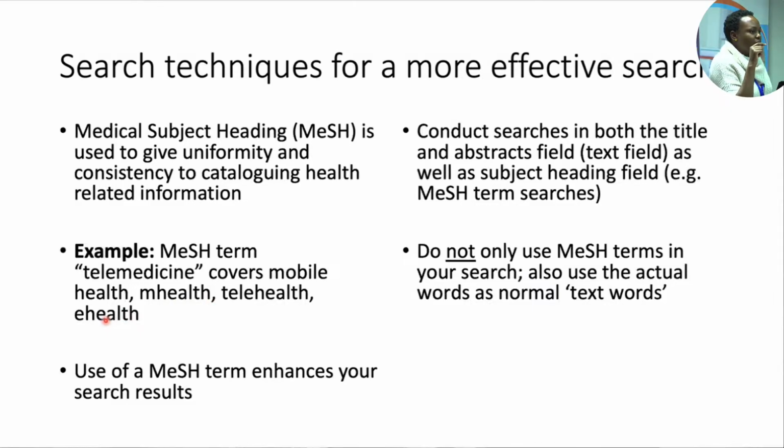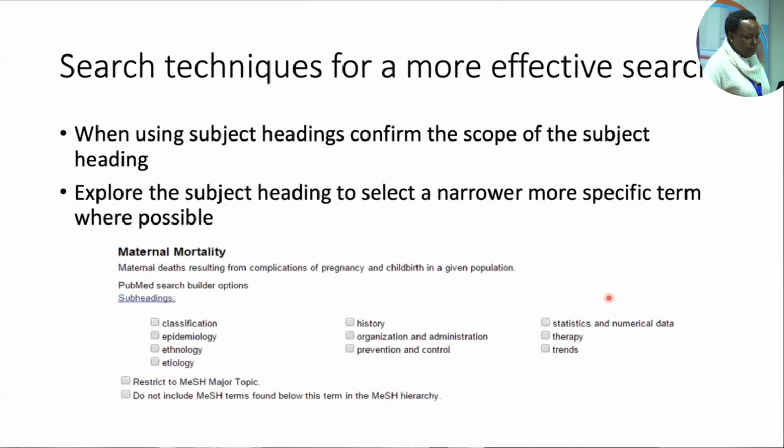Why? Because it's a human who classifies a paper under a MeSH term. They could make an error. And also, it takes some time after a paper is published for it to be given its MeSH term. So if you only used MeSH terms, the more recent papers you'd miss out on. And if somebody made an error in classifying that paper, you'd also miss out on it. So don't just use MeSH terms, also use the text words as well.